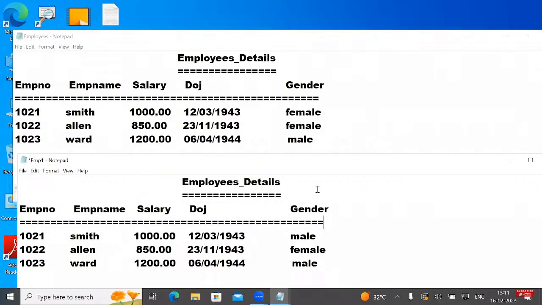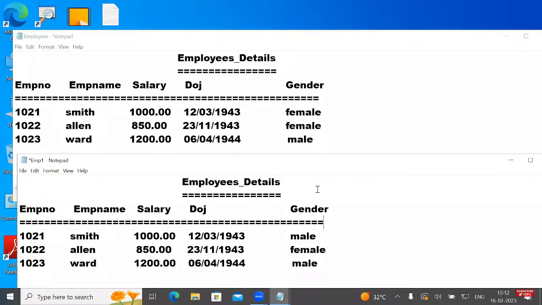Now I'm asking: Smith, what is the gender? See, I'm asking a very simple question. Who is Smith? Male or female? Somebody is not responding because they have a dilemma. If you say male, wrong. If you say female, wrong. What is the answer?